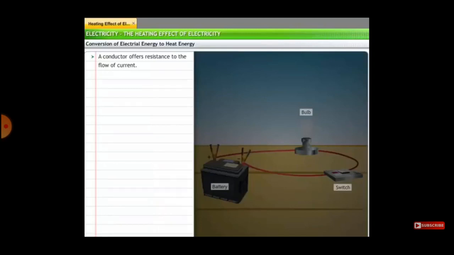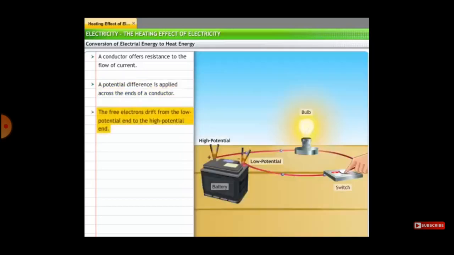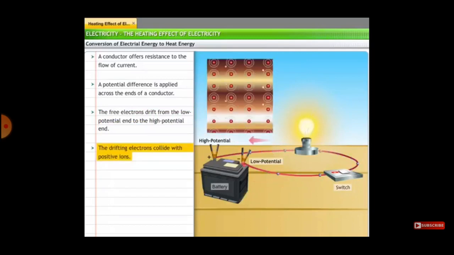See how electrical energy can be converted into heat energy. In this circuit, consider a battery connected with a switch and a bulb, and current flowing through the conductor. The conductor offers some resistance to the flow of current, and the electrons drift from the negative terminal to the positive terminal. As the electrons drift towards the positive terminal, they collide with the positive ions.